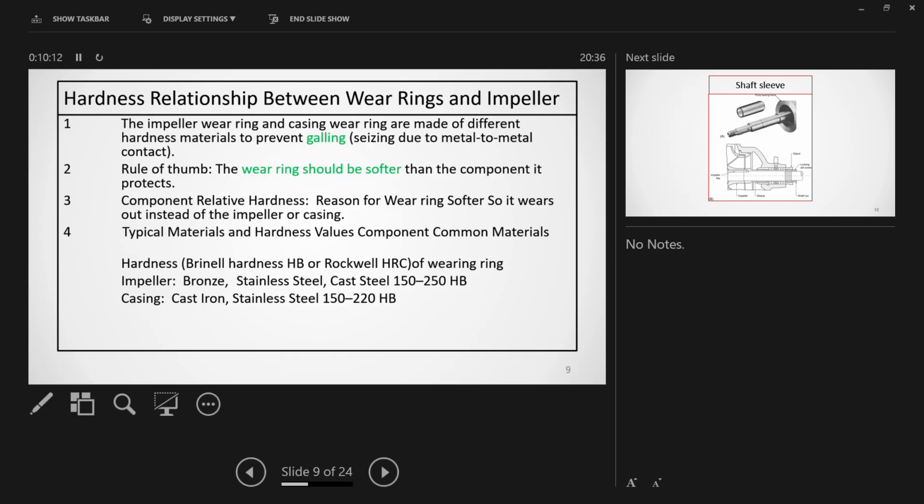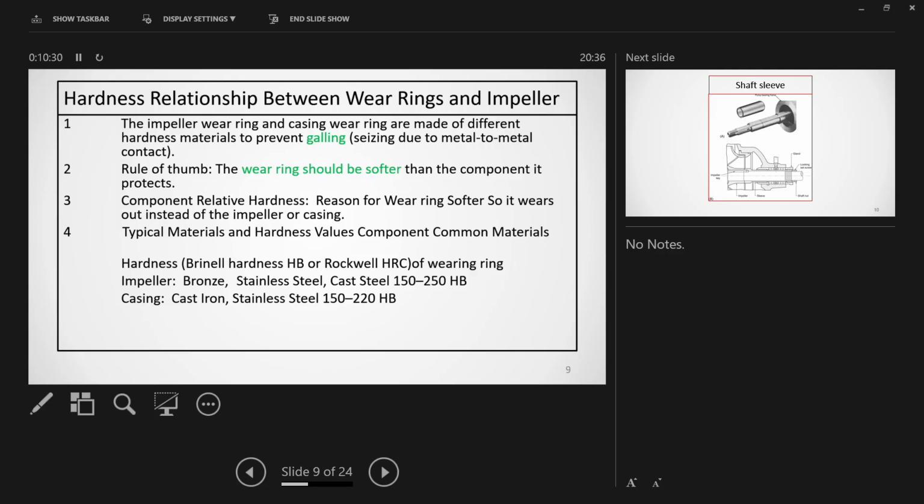The wearing ring wears out instead of the impeller. Okay, so it will wear out. Hardness will be less, so it wears out fast. So you need not replace the casing or the impeller; you have to replace the wearing ring only.